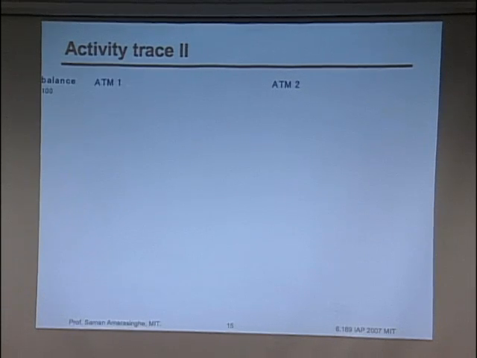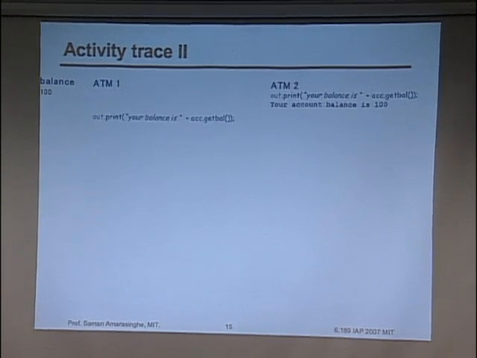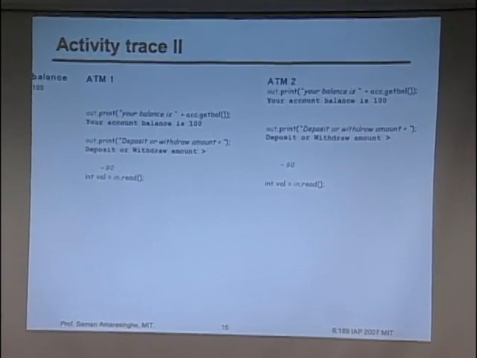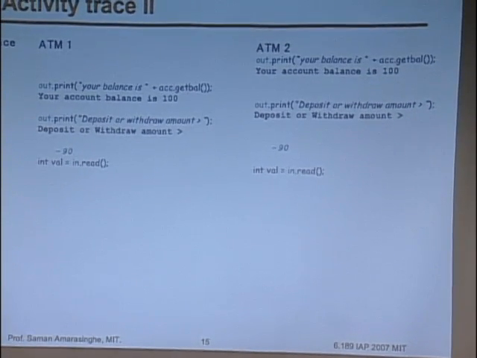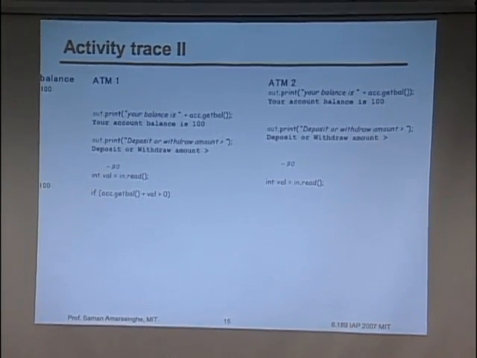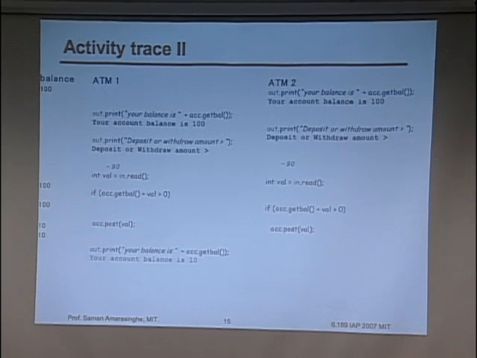So what went wrong? If you look at what happened in the activity trace, we print 100 in here. Then you read these values, both entered 90, and check: is account balance plus val greater than 0? Yes, because the account balance was 100. This one also checked: is account balance plus val greater than 0? Yes, it is greater. Then each went to post, and it went to 10. This also did a post at the same time. The result came out as 10. How could this happen?